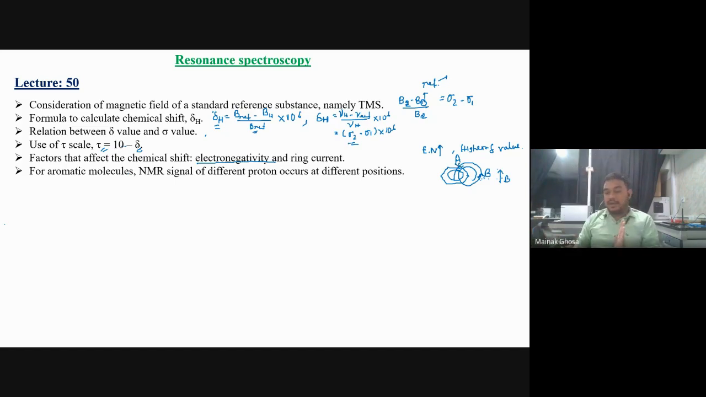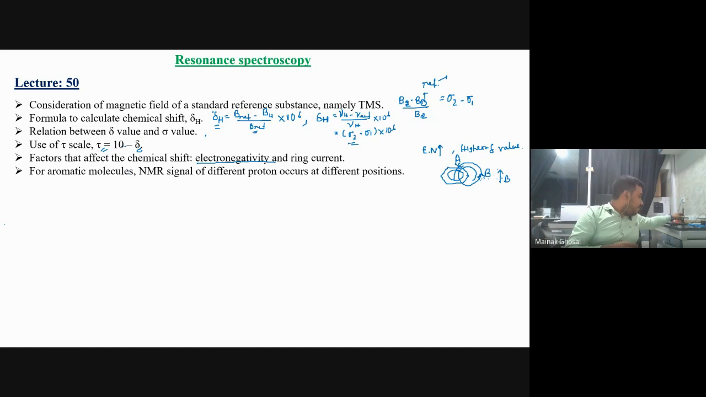Suppose I am putting a magnetic field like this. If there is magnetic flux like this one, it is moving like this, this one, this one. At this point you can see this magnetic field will be in the same direction, so the magnetic field will increase. And when this comes back like this, you can see it will be in the opposite direction. So at this position, it will actually block this magnetic field.